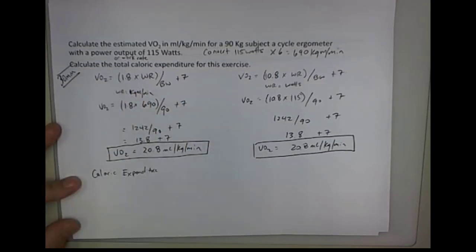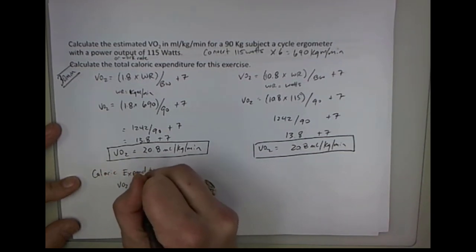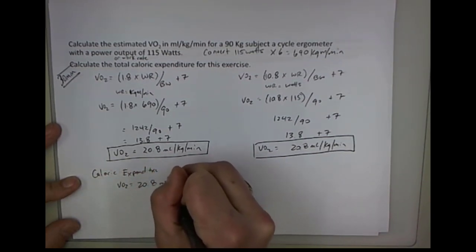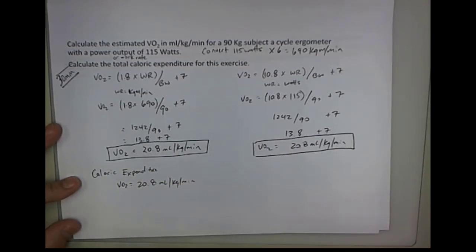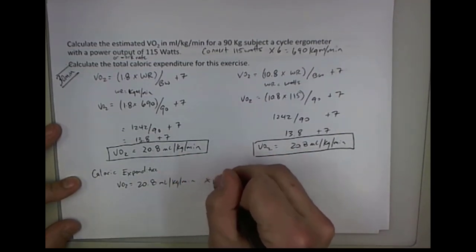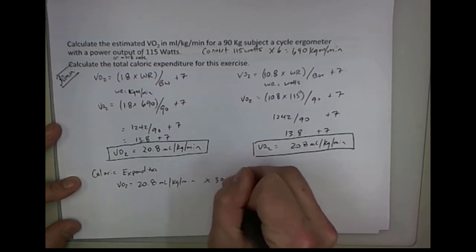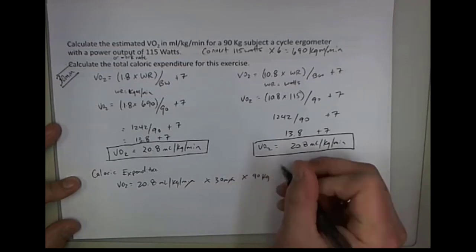So since we're calculating total, we need to calculate the number of liters of oxygen consumed over the entire exercise period. So our VO2 equals 20.8 mL per kg per minute. And we need to get this into total liters so that we can then convert total liters into kcals. To do that, of course, we need to multiply by all the stuff to get rid of it. So we're going to multiply by 30 minutes to cross out minutes. We're also going to multiply by our body weight, which is 90 kilograms.